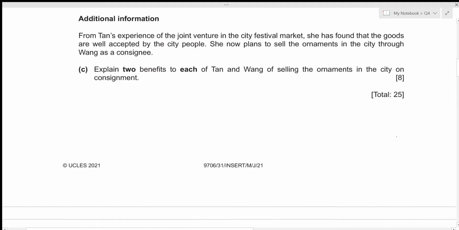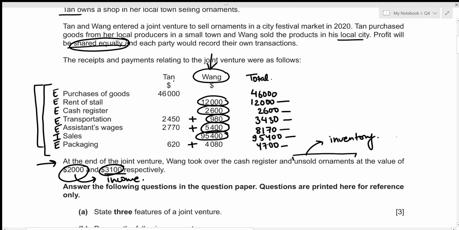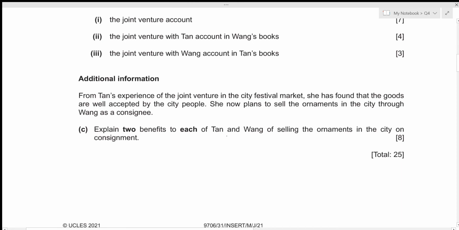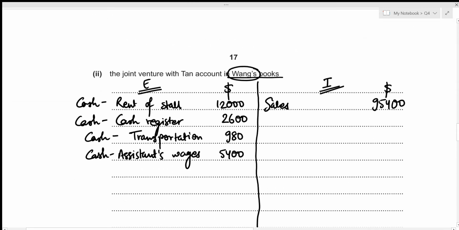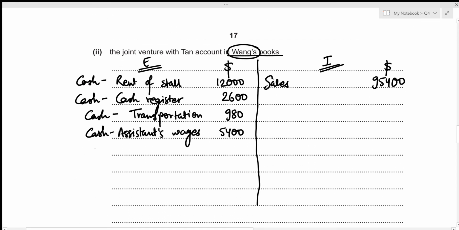All right, then we have the packaging cost of 4,080 paid by Wang. This is an expense which must be recorded on the debit side. Let's do that. Again, cash is being paid by Wang for packaging. And this amounted to 4,080.